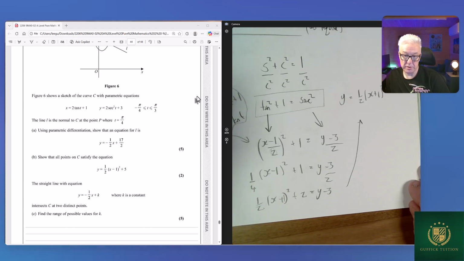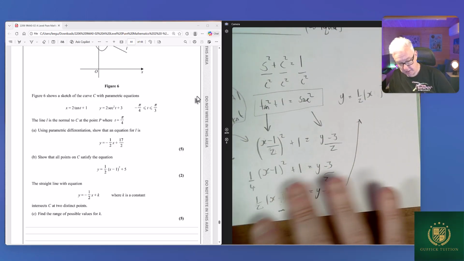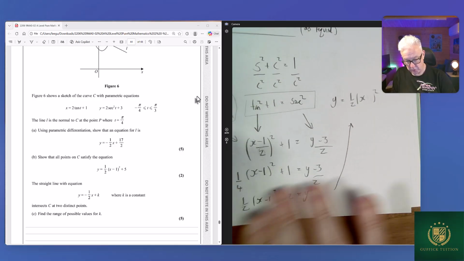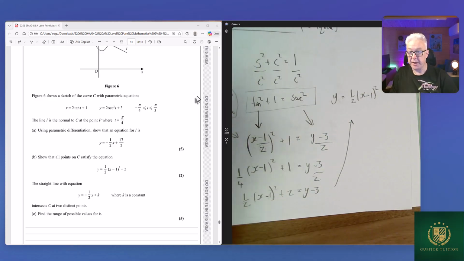x plus 1 all squared. No, x minus 1, I'm sorry. So that is x minus 1 all squared. Just get that correct. x minus 1 all squared. There we go, that's better.